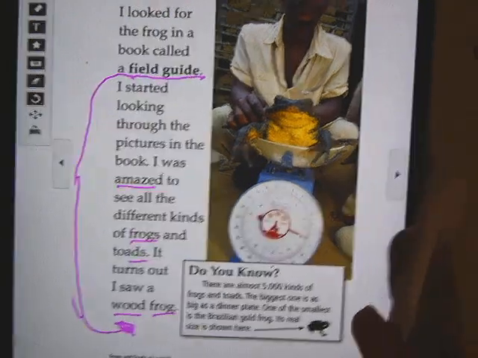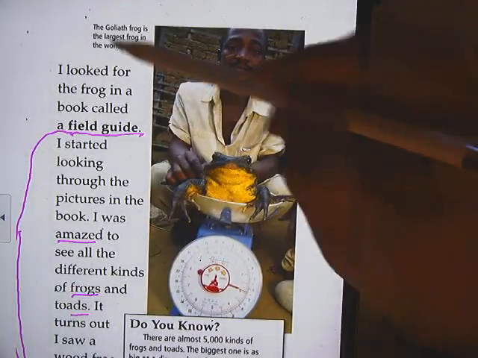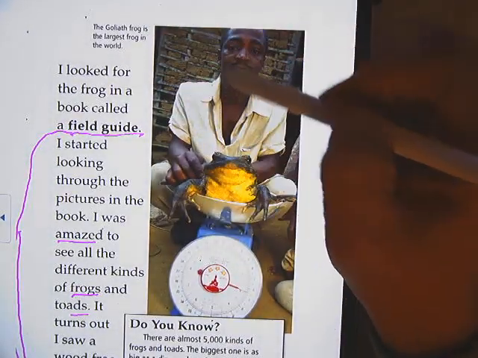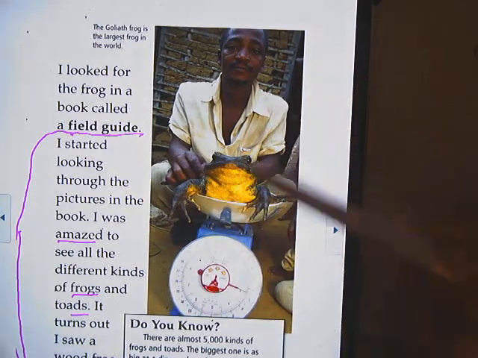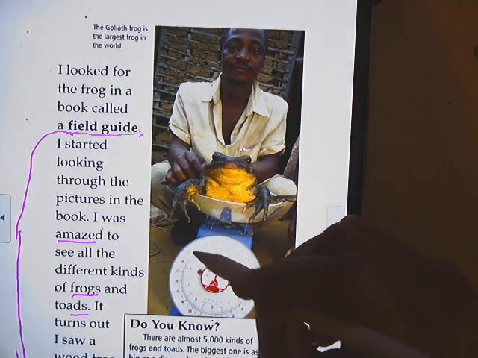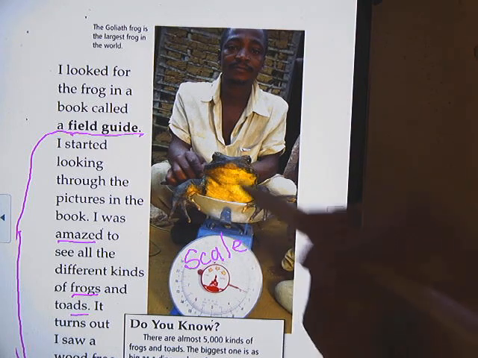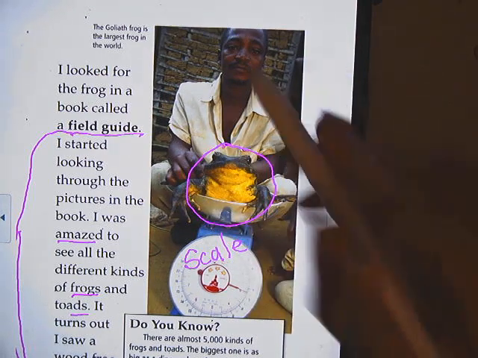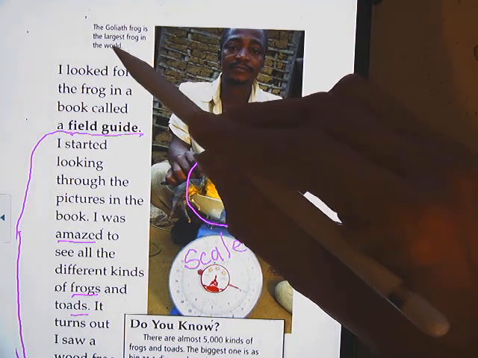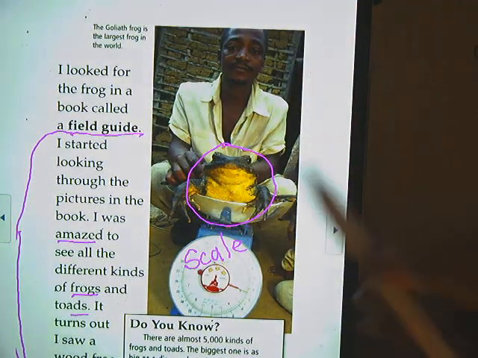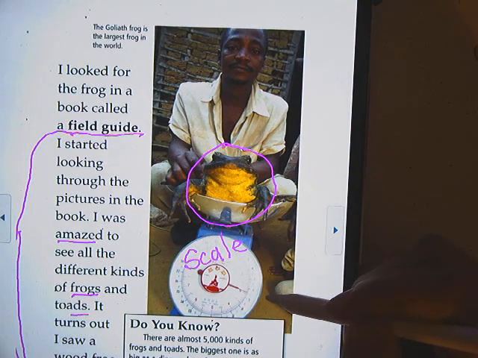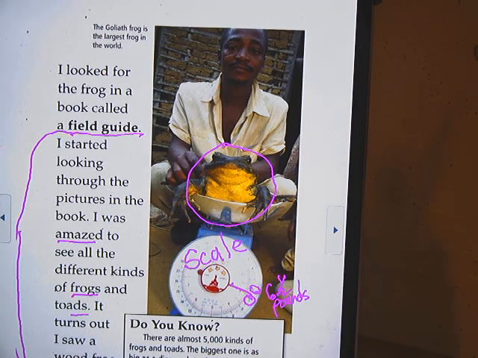All right, now we have another photograph, and we've got a caption over here. And we know what a caption is. It describes this photograph. And it looks like this is a what? This is known as a scale. He is weighing this frog right here, and it says, the Goliath frog is the largest frog in the world. And if I look at the scale, I can kind of see that it's pointing between a 6 and a 7. So it might weigh about 6.5 pounds. Wow, that is one big frog.